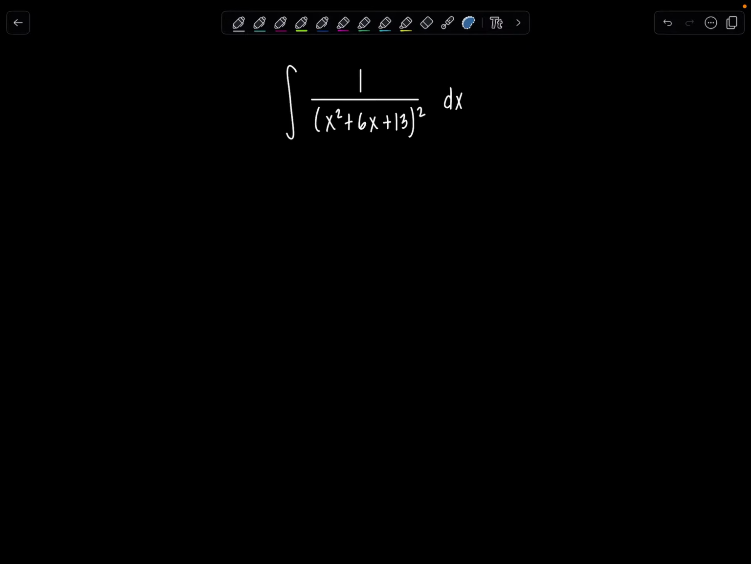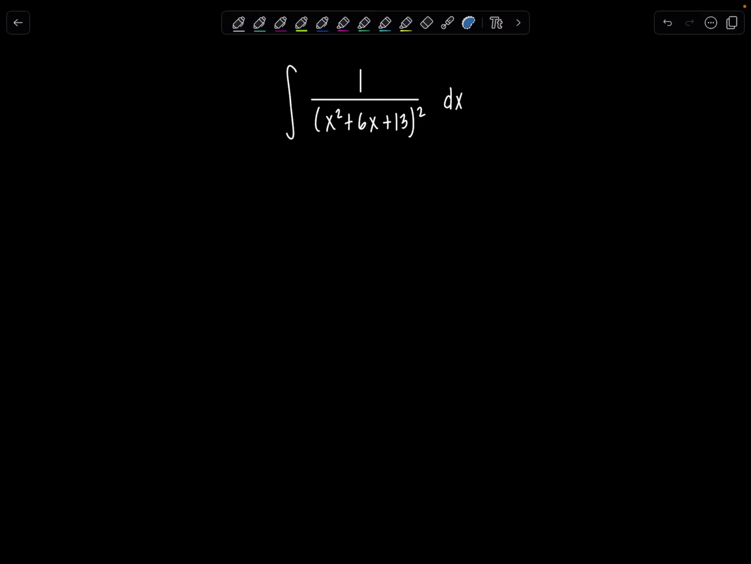I had a request to solve this indefinite integral, and it's a good problem. It requires trig sub, which students always need more practice and exposure to. So here we go. We have an indefinite integral of 1 over (x squared plus 6x plus 13) squared dx.